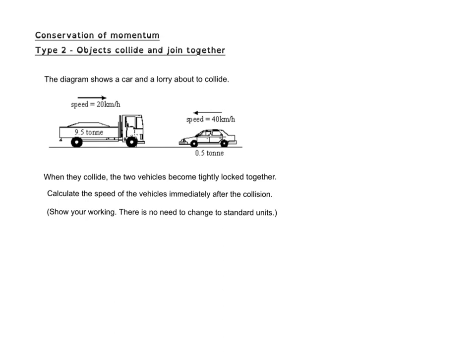In this video, we're going to look at conservation of momentum questions, and we're looking at type 2, where the objects will collide and then join together afterwards. So the first part of the question we've seen here says a diagram shows a car and a lorry about to collide.